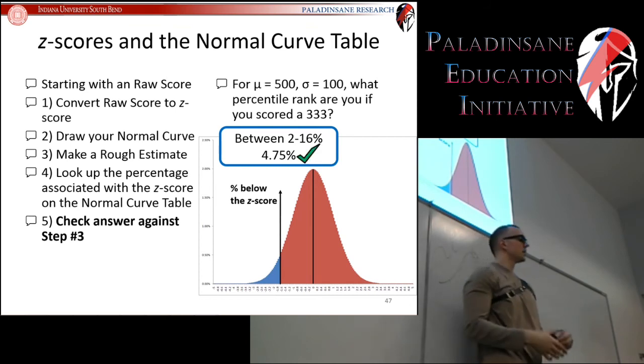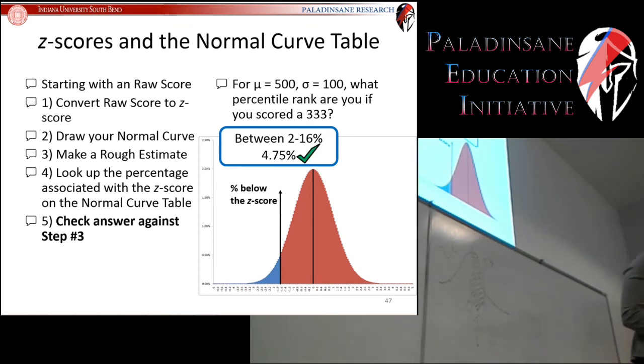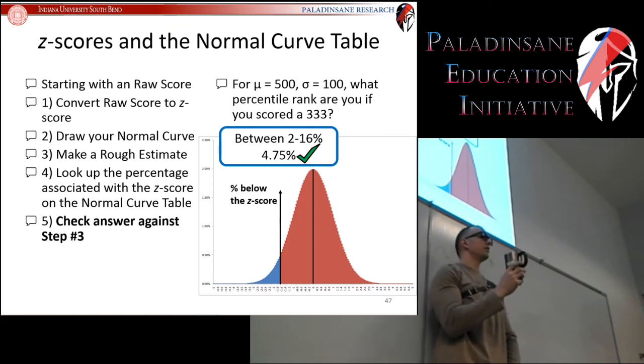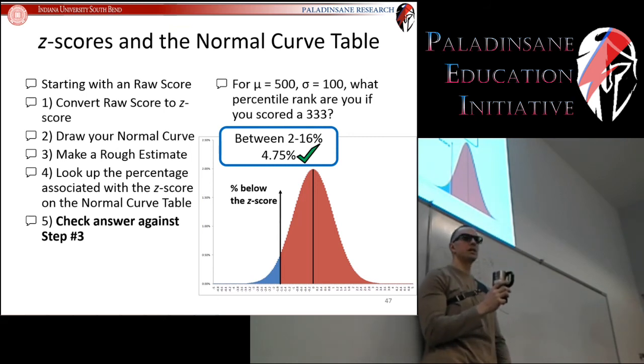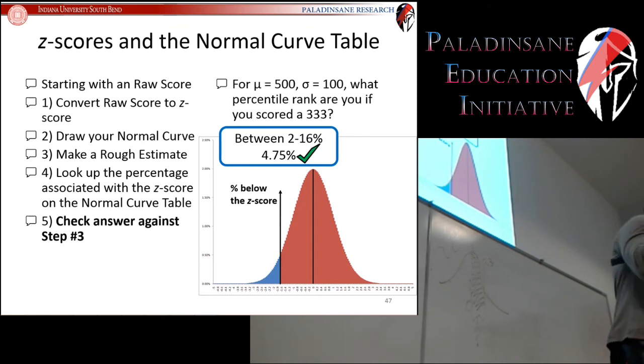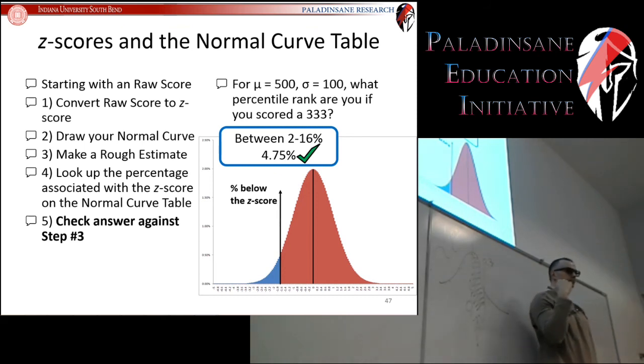So in this case, if you got 333 on your SAT, you are in the 4.75th percentile, which means that 95% of the population did better than you, which means you should probably take your SATs another time. All right, any questions on that particular move? Or that particular type of question?